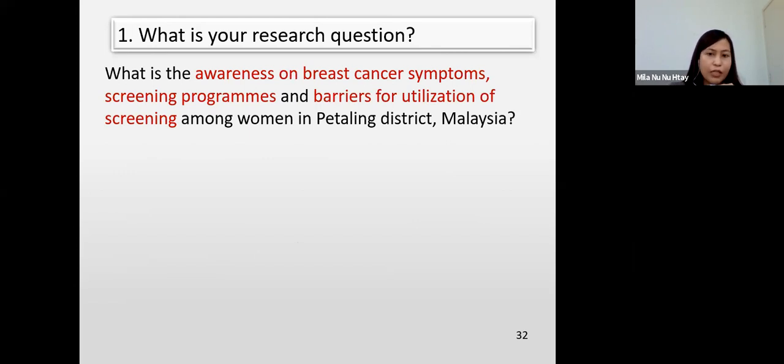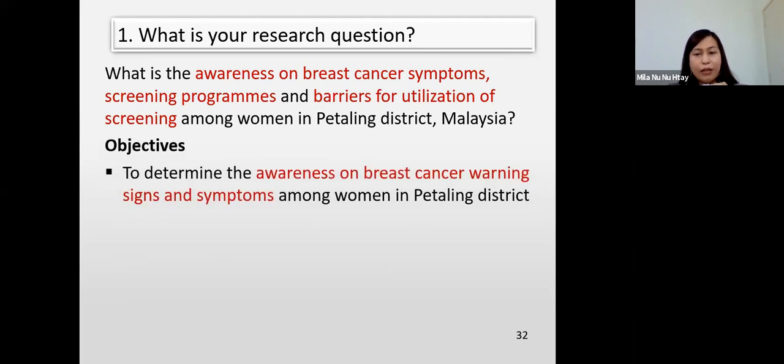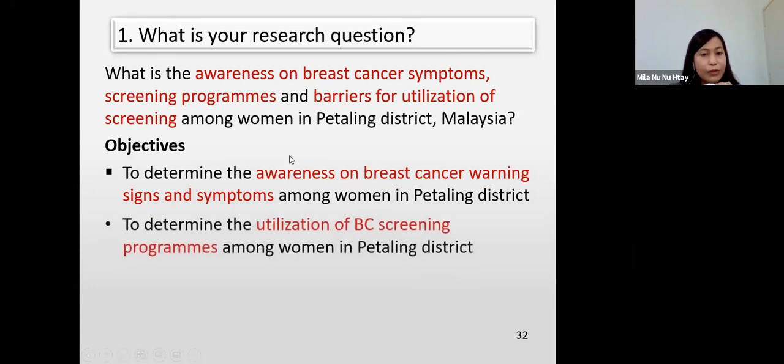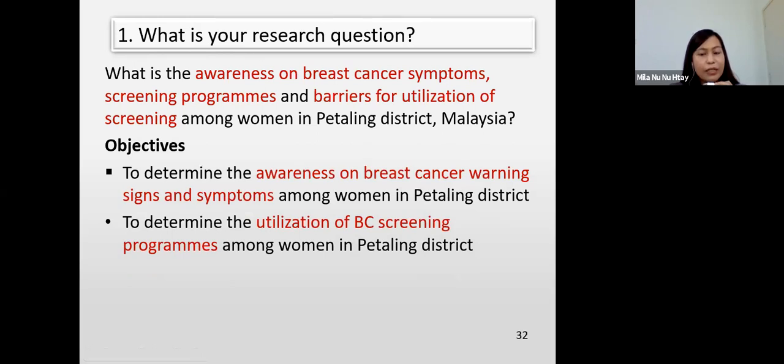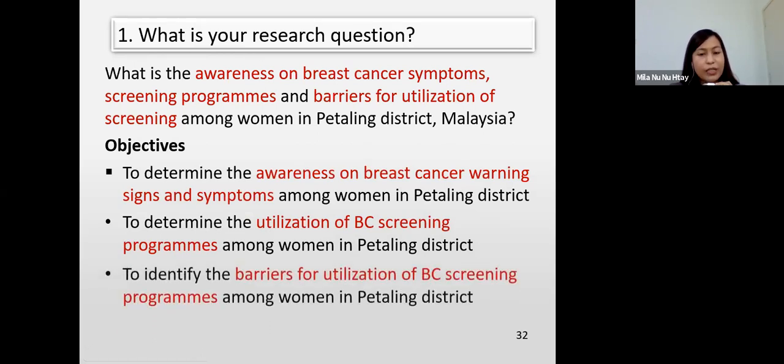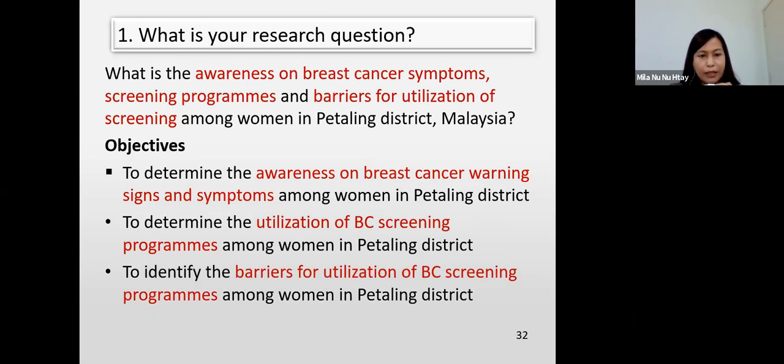It is a district in Malaysia, Batang Padang district. So then I break down. If you look at the research question, I have the study population, the issue, and then the outcome that I would like to know. So these are the objectives: to determine the awareness, to determine the utilization rate, to determine the barriers. Okay, so these are the research question and research objectives.